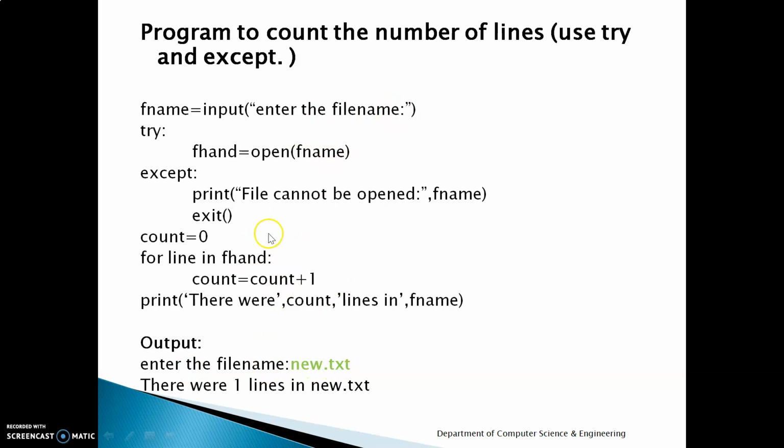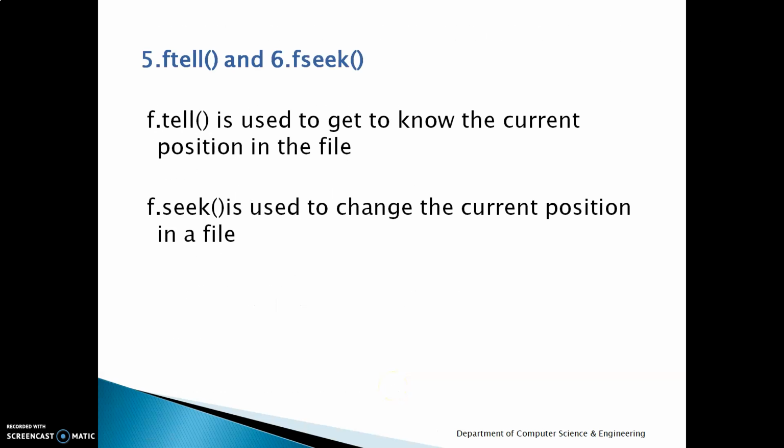You entered it. Since there was no error as such, it just printed this line. There was 1 line in new.txt because we had only 1 line. So that is a simple way to count the number of lines in a program.